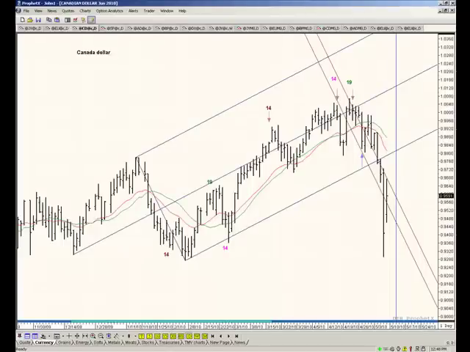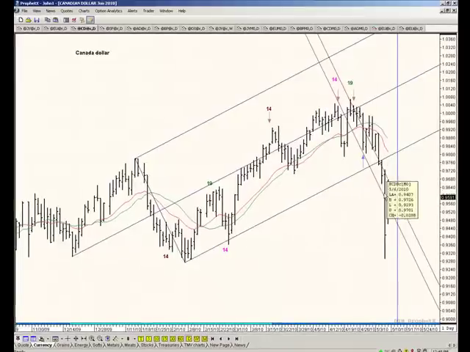First market I'm looking at is the Canadian dollar. And of course, you're going to see the market making a huge drop, especially on Thursday, the wide range day. But could this have been predicted beforehand, or could you have taken advantage of this price move? Well, if you look at the charts, you'll see that the answer is yes, you could have.